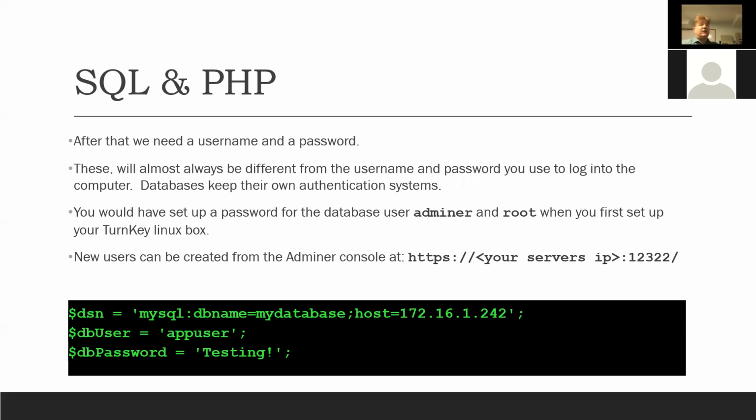So when you set up your turnkey Linux system, you should have set up a password for adminer and root when you created it during the boot sequence. It should have asked you for that. You can create new users on your own from the adminer console. Adminer is how you manage the database portion of your turnkey Linux system, as opposed to the administration shell that we've been using to upload and download files. It's located at whatever your server's IP is, :12322. You will also see this URL when you boot your turnkey Linux machine. It will show up in the console.